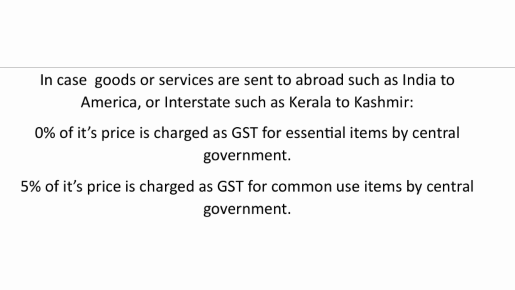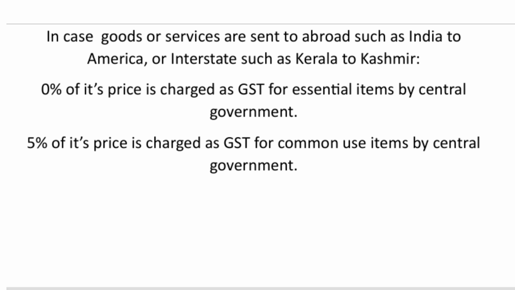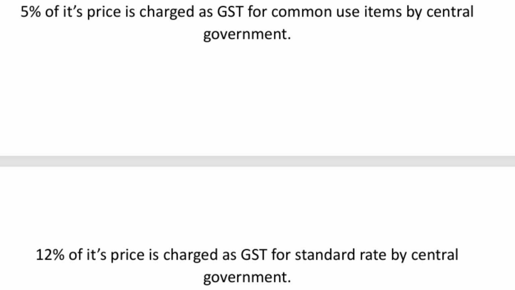In case goods or services are sent abroad, such as India to America, or interstate, such as Kerala to Kashmir, 0% of its price is charged as GST for essential items like medicines by the central government. 5% of its price is charged as GST for common use items like pencils by the central government. 12% of its price is charged as GST for standard rate by the central government.